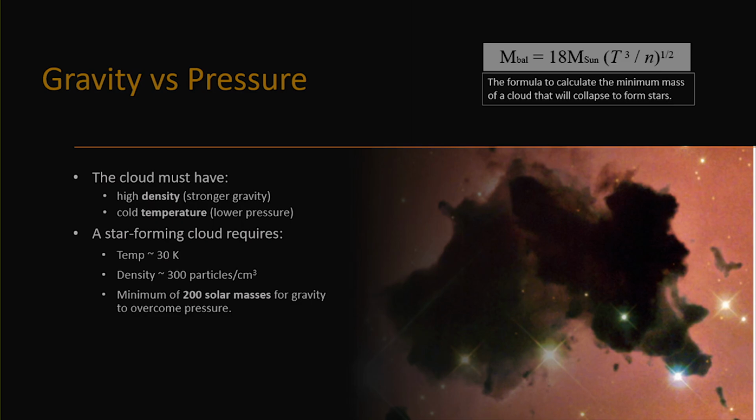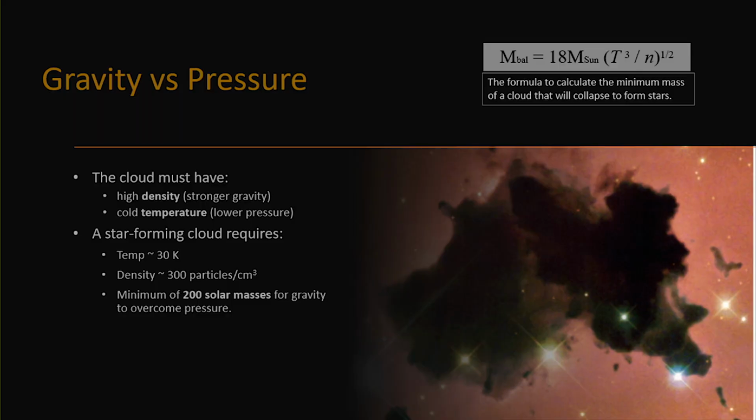Okay, density 300 particles per cubic centimeter. Is that a lot? No, that's not a lot. That's better than our best vacuum. So this stuff is extremely low density, and yet again, obviously there's no air in space. Gravity can do its work slowly, steadily, relentlessly, forcing this material, contracting this material into stars.